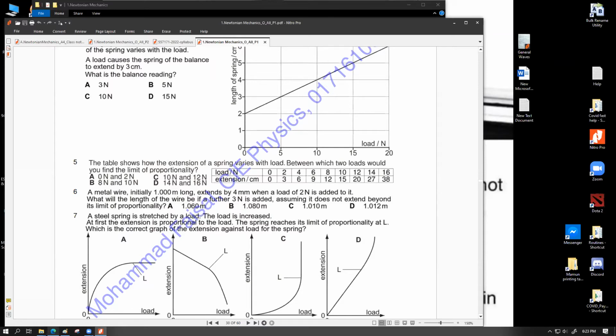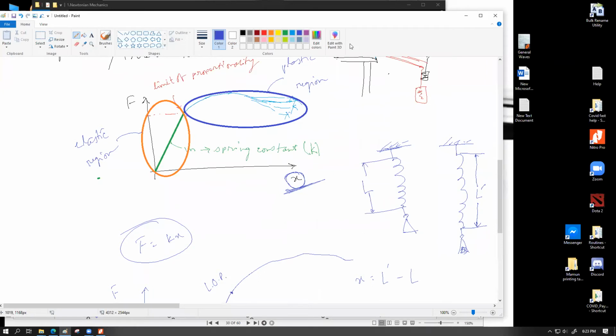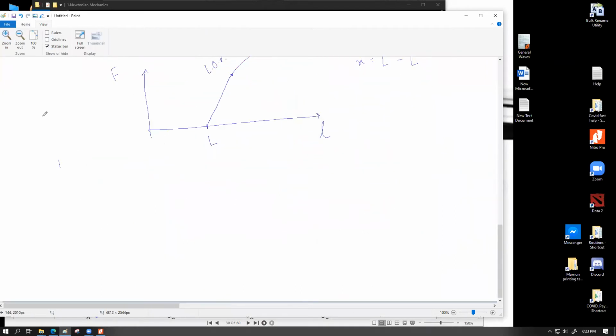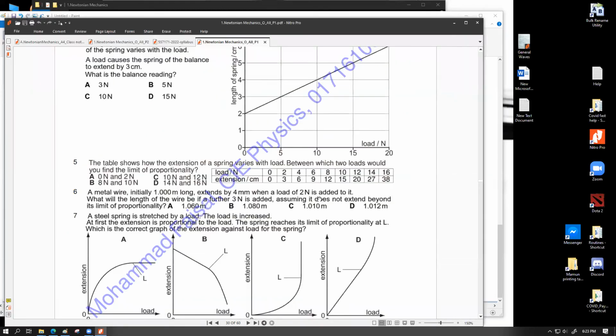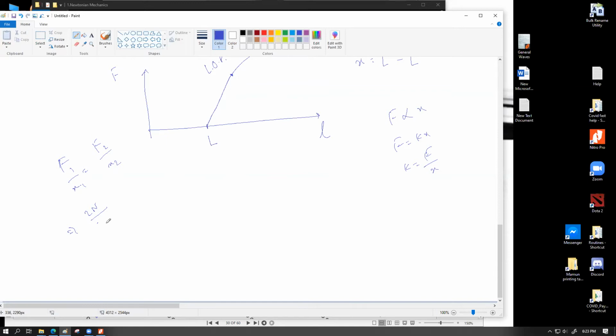I'm going to show it by F equals Kx, because that's a formula you might as well practice to learn. So F1 by X1 should be equal to F2 by X2. This comes from F proportional to X, which essentially means F equals Kx. K is the constant, so K is equal to all the ratios of F and X. According to the question, whenever you apply 2 Newton, you have an extension of 4 millimeter.